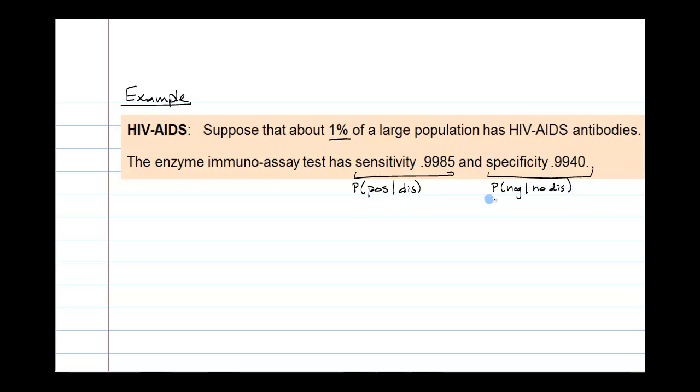So again, these are conditional probabilities. Sensitivity is a true positive. Specificity is basically our true negative.